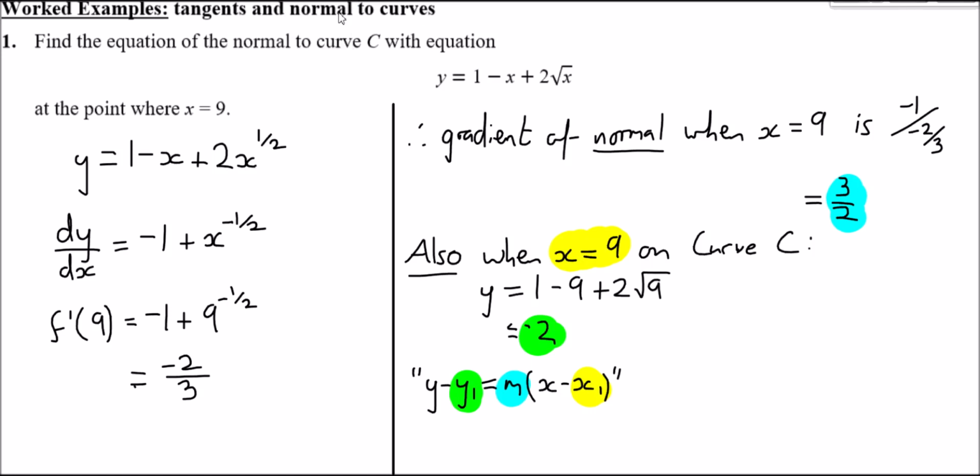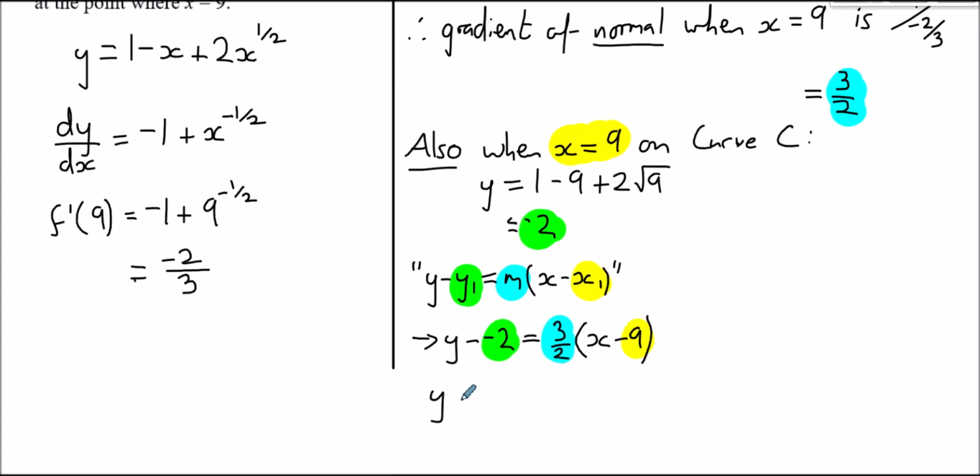And so if we plug these values in, what we're going to get here is y minus minus 2 equals m, which is 3 over 2, then x minus x1, which is 9. So just plugging in the values which we know. So the gradient is 3 over 2. The known x-coordinate is going to be 9. And we just calculated earlier the y-coordinate is minus 2. So what we're going to have here is y minus minus 2, so y plus 2 equals 3 over 2 brackets x minus 9. Now the question doesn't specify what form to leave the equation of the straight line in, so this will do for our final answer.